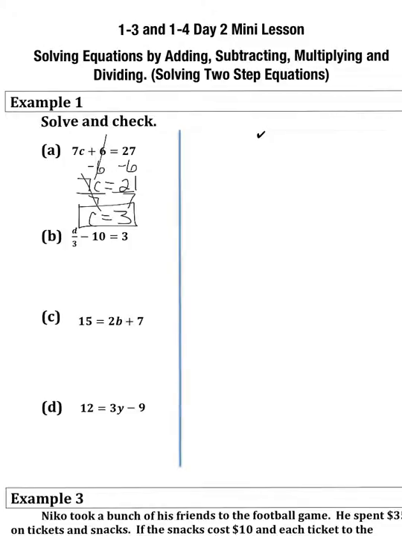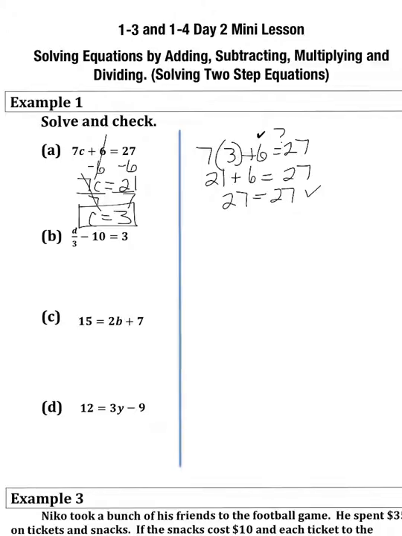So now for the check step, we'll go back in and we'll make sure that it actually works out. So we'll start by putting the 3 in for c. So we'll rewrite the equation. This time, instead of c, we will insert the number 3. And we want to see if this is in fact true. So 7 times 3 does give us 21. And 21 plus 6 does equal 27. And so we can check that off, that did in fact work.